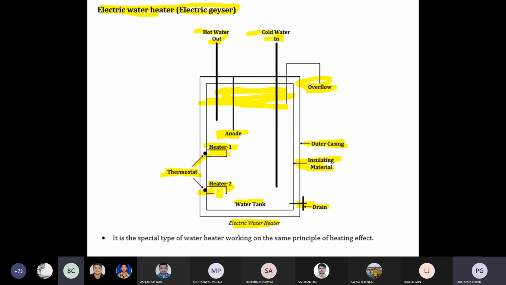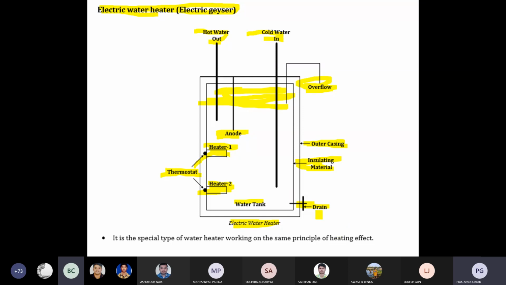So at first it is cold water, so heater 2 is turning on, then heater 1. So if it is more, then you know that geyser. If the entire portion is filled with hot water, then there is no need to turn on heater 1 and heater 2. Until you evacuate that hot water, it will automatically stay off.